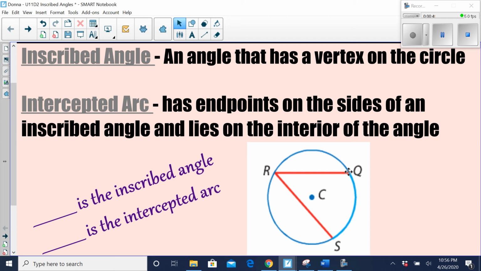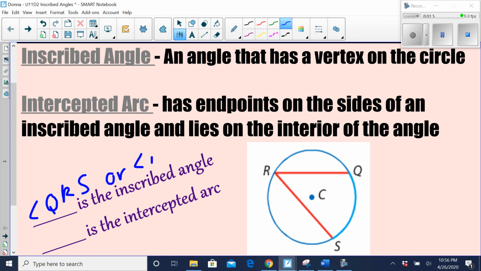So basically what this is saying is that I have an angle that's going to open up to part of the circle. This part of the circle that's inside of the angle is the intercepted arc. We would call this arc QS. So QS is the intercepted arc. Off to the side it has some vocab, and it says, what is the inscribed angle? We would name it angle QRS, or we could just call it angle R since it's the only angle on the diagram.